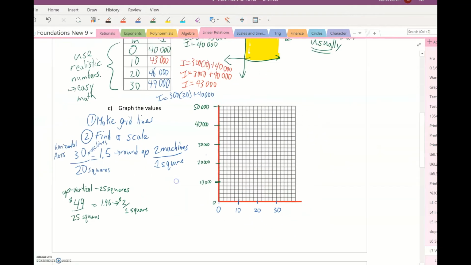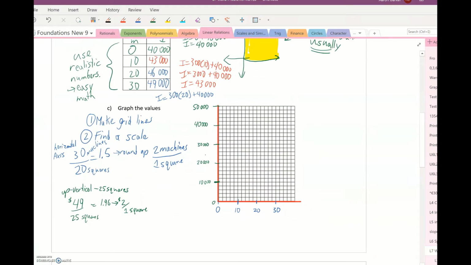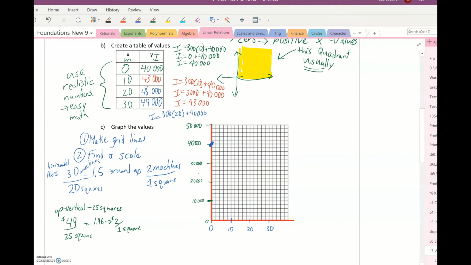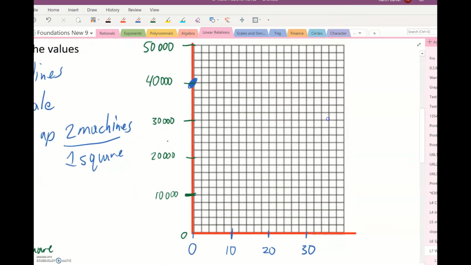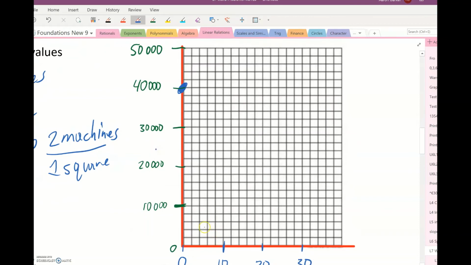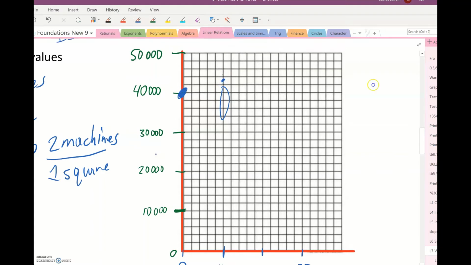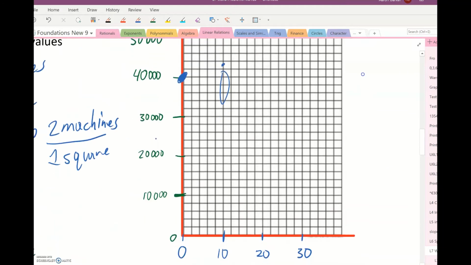So now I can plot my points. At 0 we have $40,000. That's an important point. Your constant is always going to be on your y-axis. If you haven't noticed that yet, that's something that we always do. At 10 we're at 43. So go to 10, go all the way up. It's going to be on this line here, and that's 42. That one's 44, so it's going to be right in the middle. There's 43.